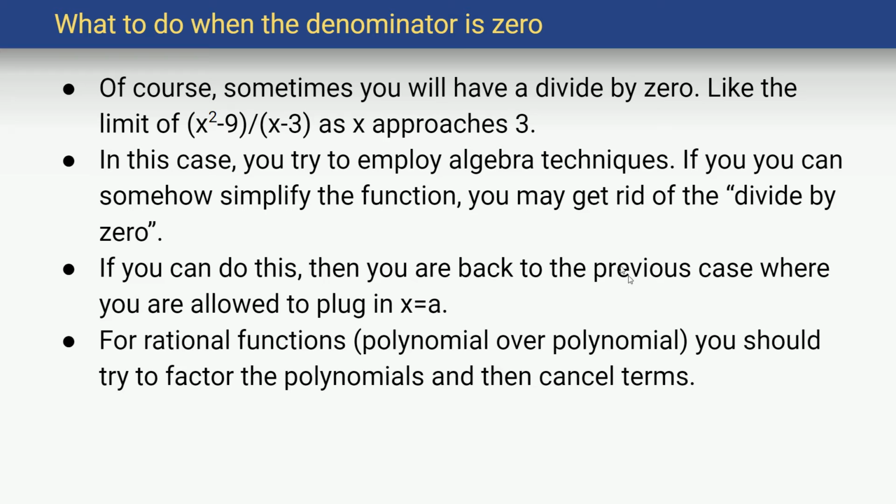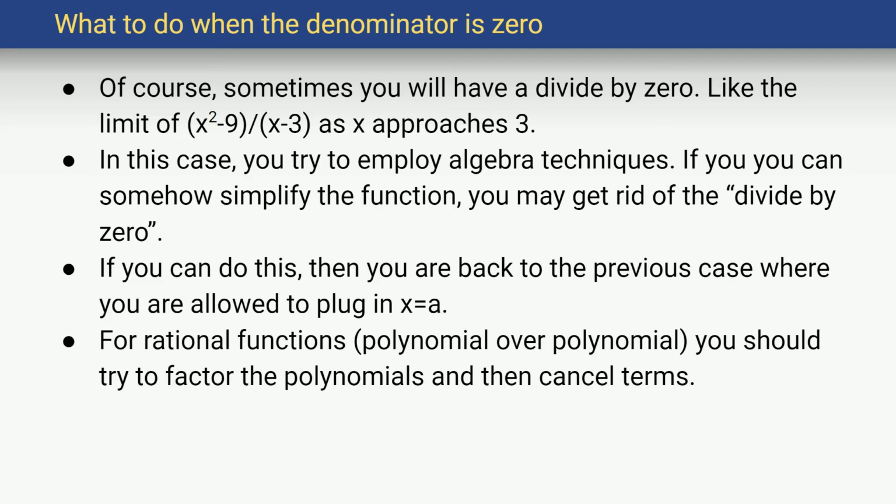So what I say here is, of course, sometimes you will have a divide by 0, like this limit here, the limit of x squared minus 9 over x minus 3 as x approaches 3. If you plugged in 3, the denominator would be 3 minus 3, which is 0. Also, the numerator would be 3 squared, which is 9, minus 9, and that's also 0. You'll notice in all of these problems that I keep saying that the denominator is 0, but it's not just the denominator, it's going to be the numerator as well.